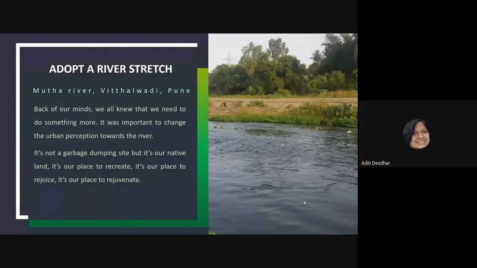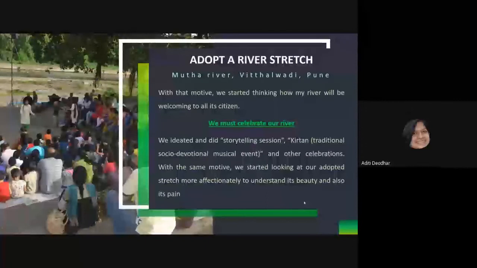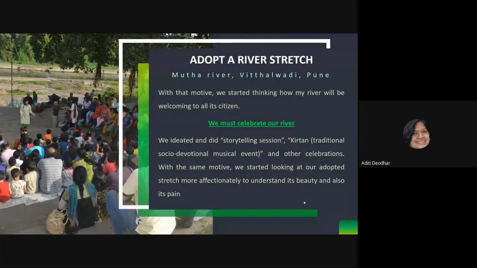We began here with just 3 people, and eventually the group grew, and now we have around 35 to 40 regular volunteers working there every single Sunday. The only break we took was due to the COVID lockdown. Otherwise, the activities have been happening here every Sunday. As we started work, we also realized that along with the conservation work and the cleanup we were doing, it is vital to change the perception towards the river.